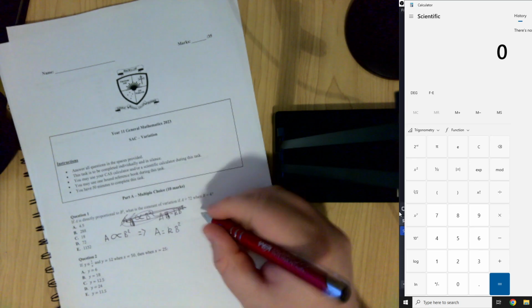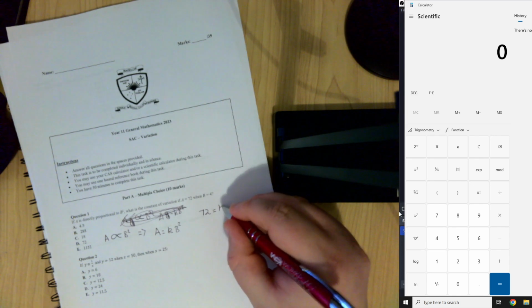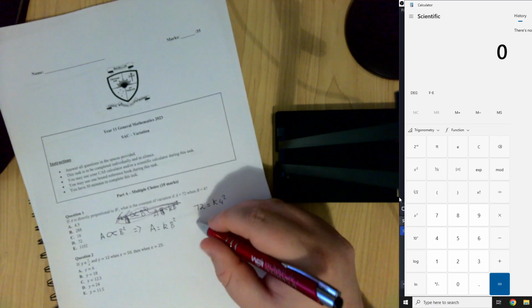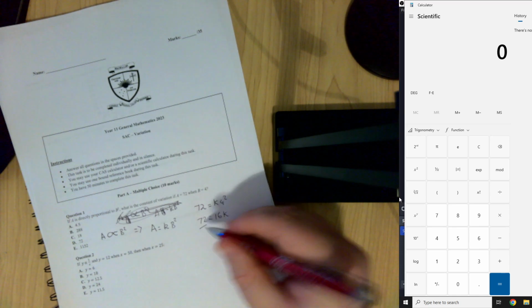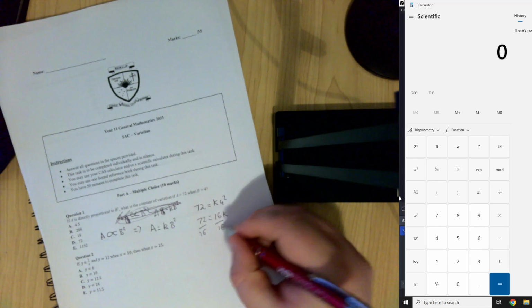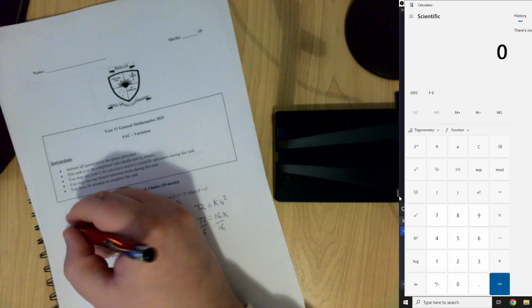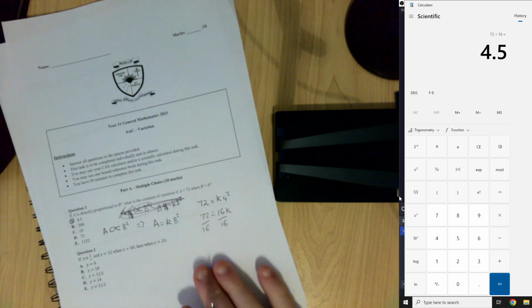Now we know that A is 72 when B is equal to 4, so squared. That means 72 is equal to 16K, right? Which means if I divide both sides by 16, I would get the constant of variation K, which would be, in this case, 4.5. I'll do it up on here just so you can see. 72 divided by 16, 4.5. Okay, that's good. Let's do the next one.